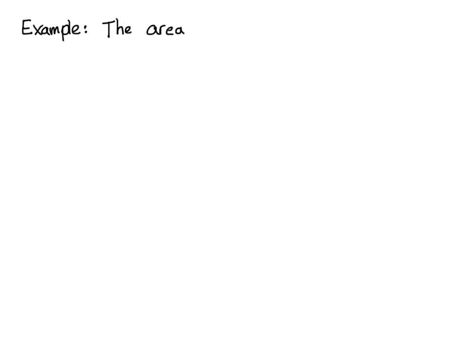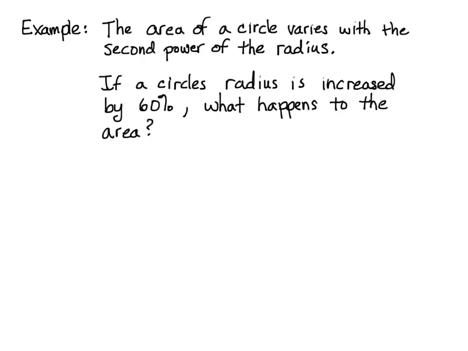Okay, so let me take an example here. If the area of a circle varies with the second power of the radius, that's what I showed you before, A equals pi r squared. If a circle's radius is increased by 60%, what happens to the area? All right, well, we don't know the radius, we don't know the area, but we increase the radius by 60%. We can know how much the area increases by using these proportionality, these variation relationships.